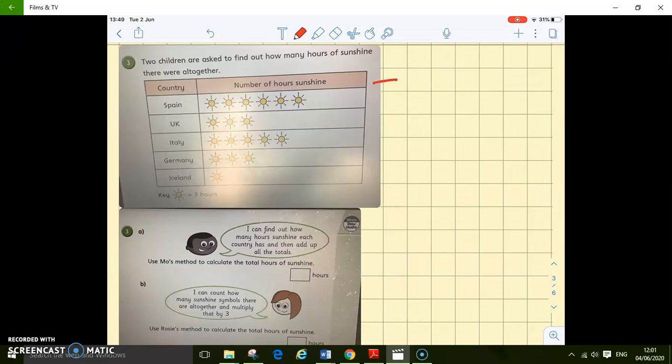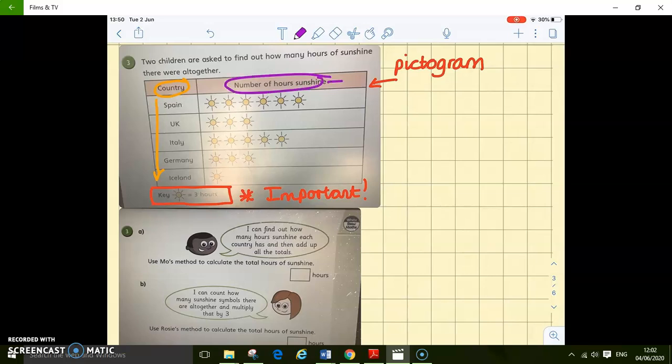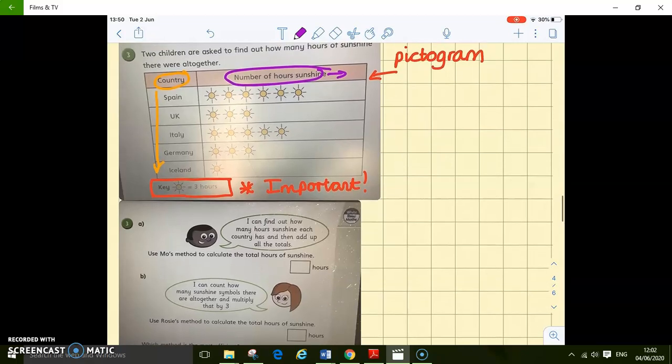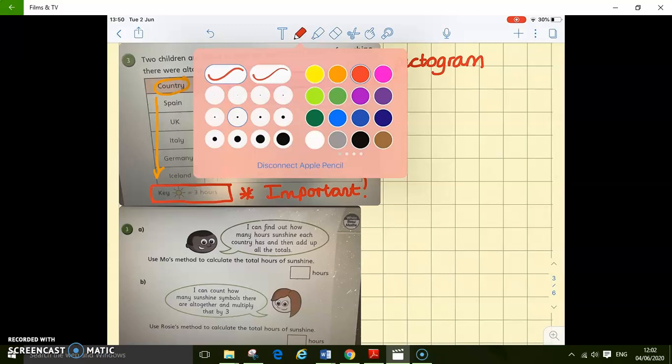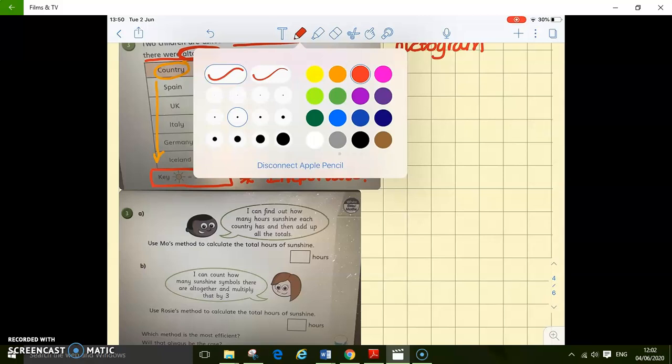Right, we've got another pictogram. So 2 children here. We've got Mo and Rosie, and they have been asked to find out how many hours of sunshine there are all together in these different countries. Now, the key here, remember it's important, so have a look at what the key represents, how many hours of sunshine one of those suns is equivalent to. And we've got 5 different countries, and we've got the number of hours of sunshine for each of those different countries.